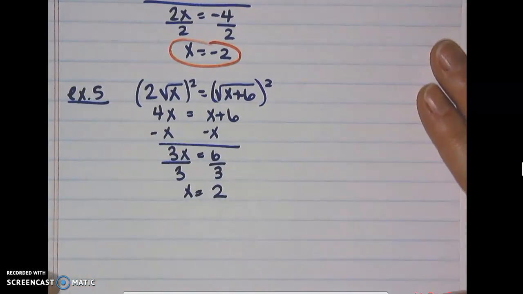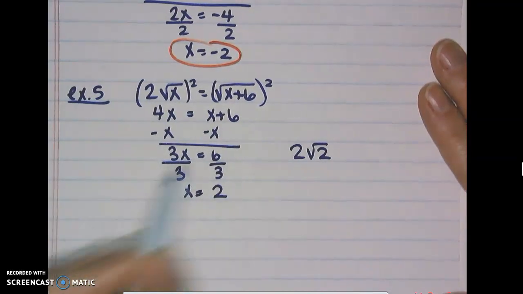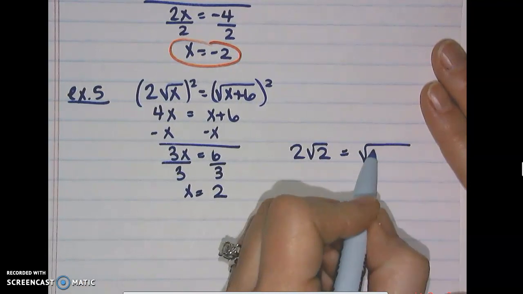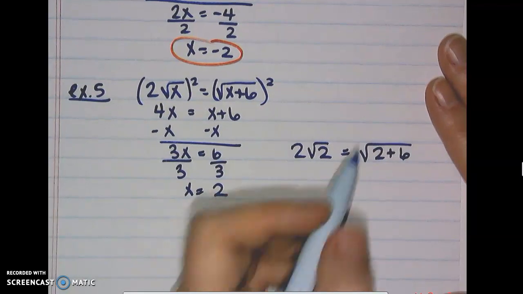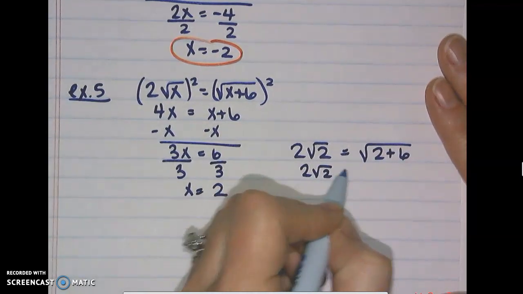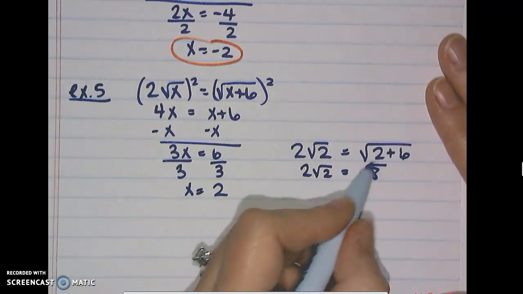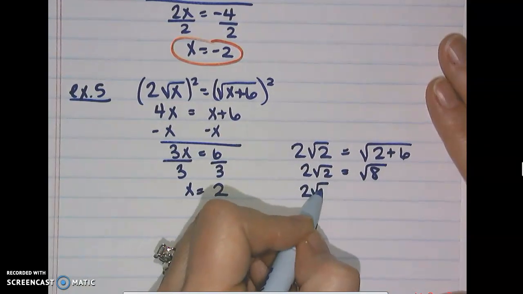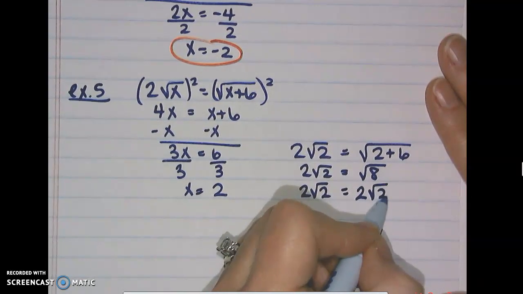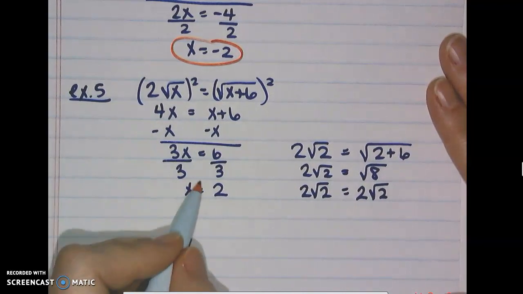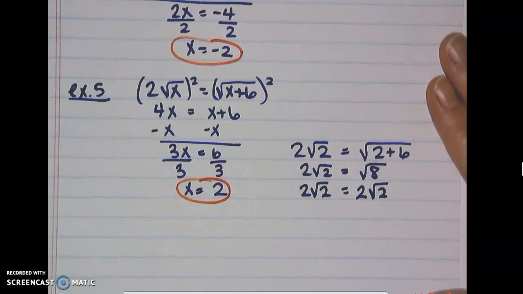So when you plug this information back in, I'm going to write this one out. So we have 2 radical 2 equals the square root of 2 plus 6. And that may look like it's not going to work, but 2 radical 2 stays there. This would be radical 8. And remember, we can split the square root of 8 into 4 and 2. The square root of 4 is 2, and the other 2 stays inside. So it actually is a solution, even though it doesn't look like it right away.